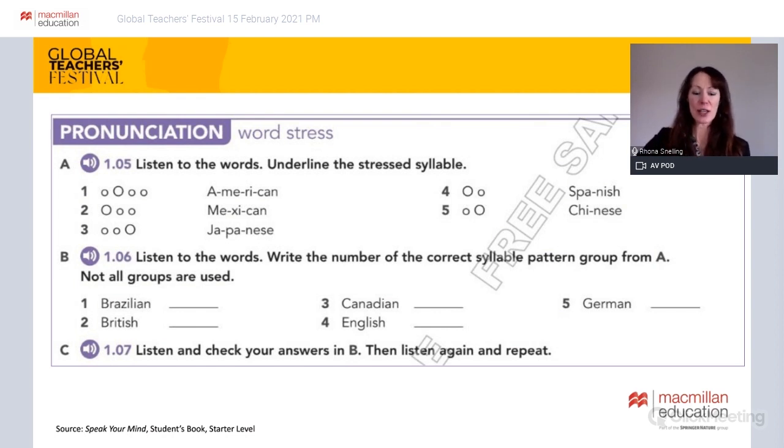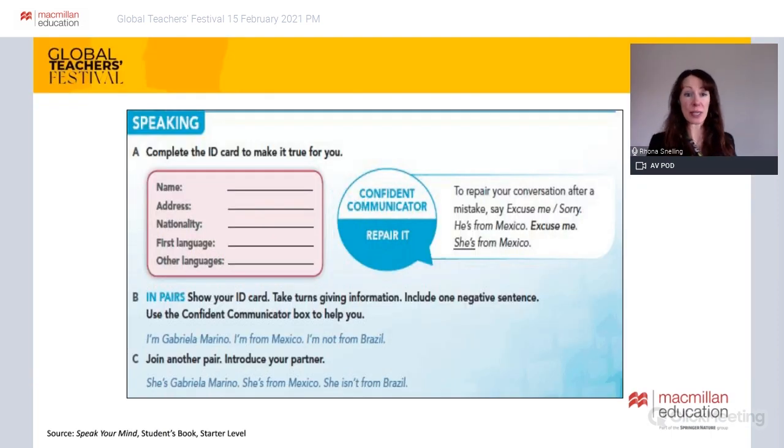Great. Okay, so let's say this is accuracy. In this particular activity, we're looking for the stressed syllable. It must be exact. We can't have the wrong syllable stressed. Let's have a look at the other speaking activity from that lesson. This is the one at the bottom of the page, the final stage of the lesson.